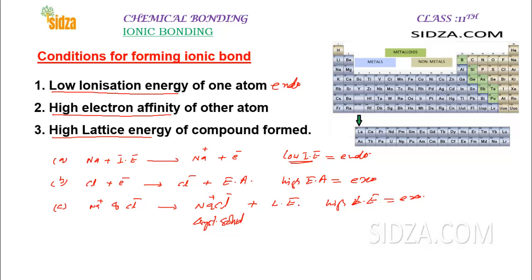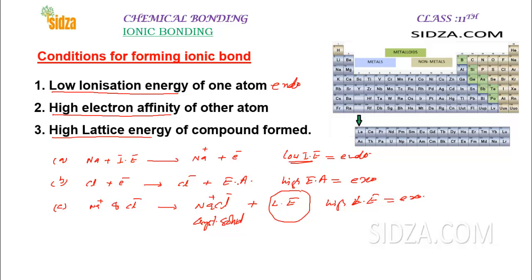This is an exothermic step, so it means the ionic compound should be very stable. When you find the lattice energy is very strong, that means the ions are very strongly held together. There are lots of applications, and we can explain so many things with lattice energy. Many properties of ionic compounds you can explain only with the help of lattice energy. That we will discuss in our next video.